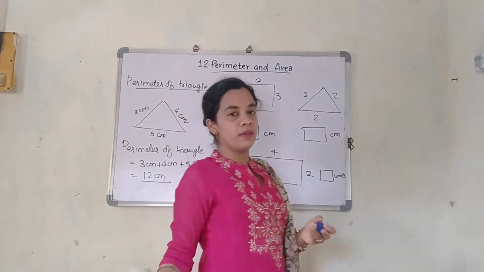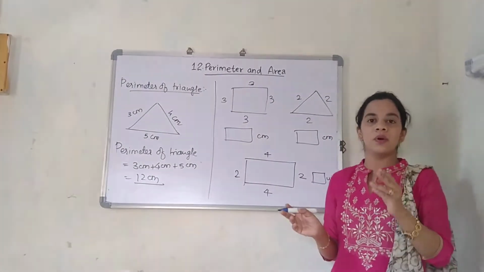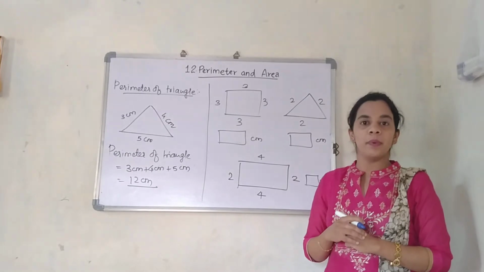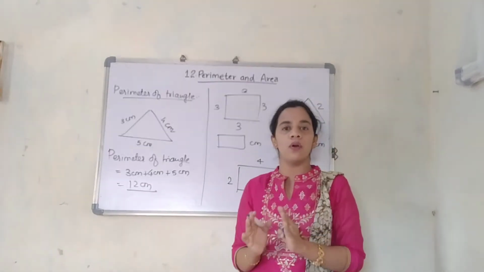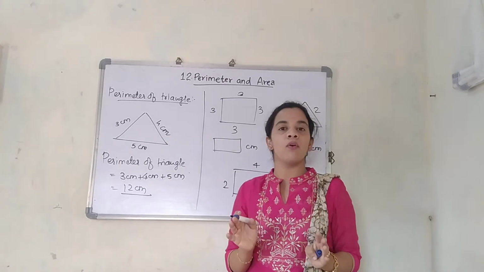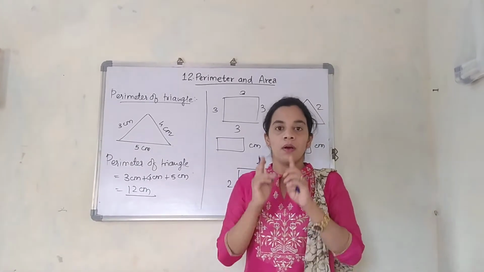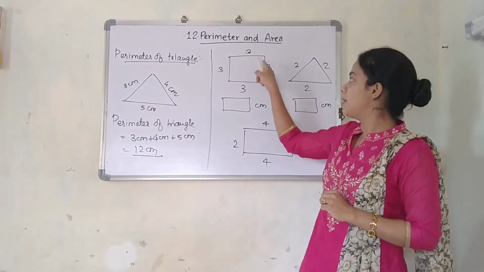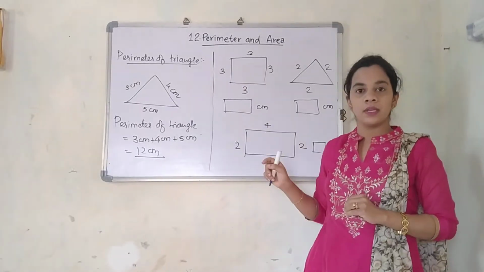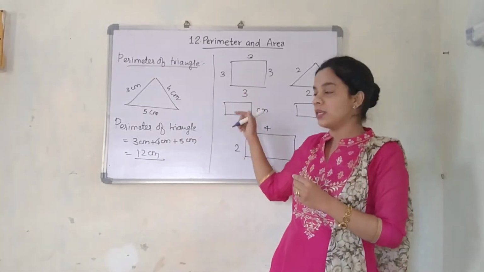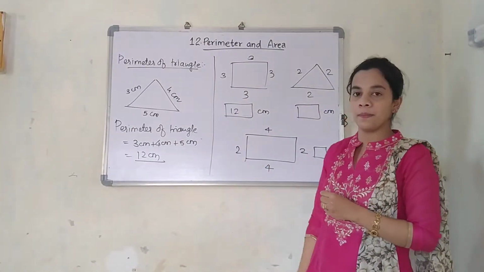Now we are given some random figures over here. You are supposed to tell me what will be the addition of this, because they want the perimeter. Perimeter means addition of all the sides. Whichever random figure they give you, you are supposed to add all the sides. That will be its perimeter. Measurement of all the sides: 3 plus 3 plus 3 plus 3. 3 plus 3 is 6, 6 plus 3 is 9, and 9 plus 3 is 12. So this will be 12 centimeter.